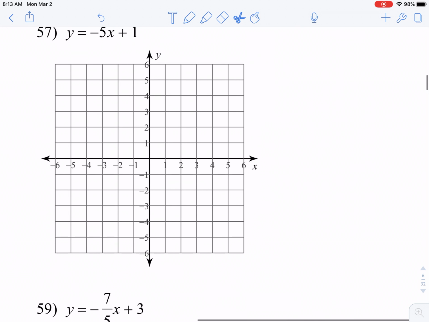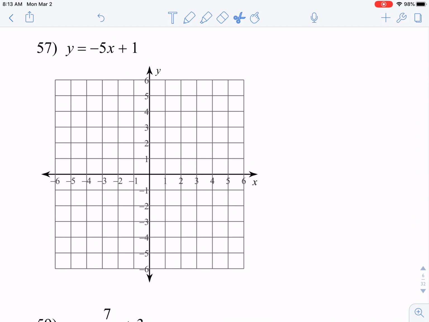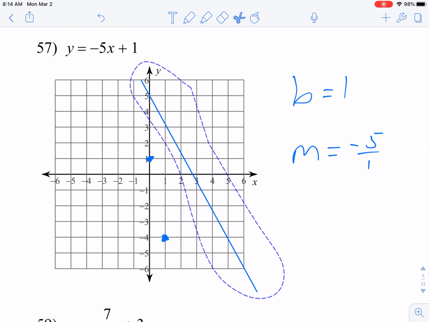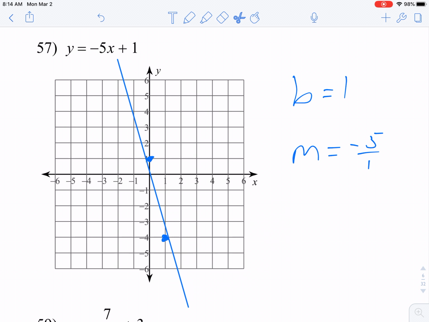All right, and then looking at number 57, the y-intercept in this case is +1. The slope is -5. Remember, we can write that as a fraction, so it becomes -5 over 1. So +1 tells me to start right here. -5 over 1 tells me to go down 5 and over 1 to the right. Again, you can use a ruler so that you graph your line correctly. You really want to make sure that it goes through both of those points.